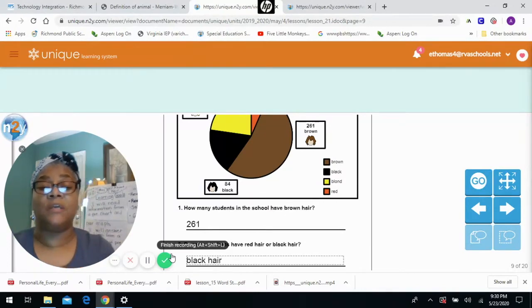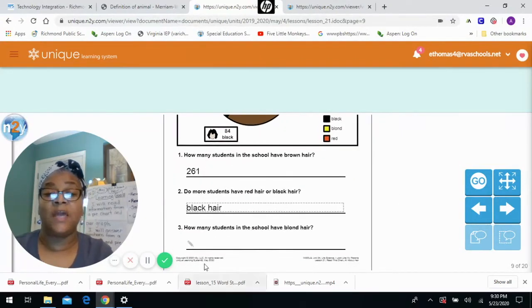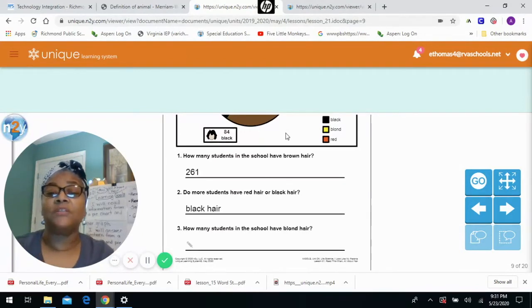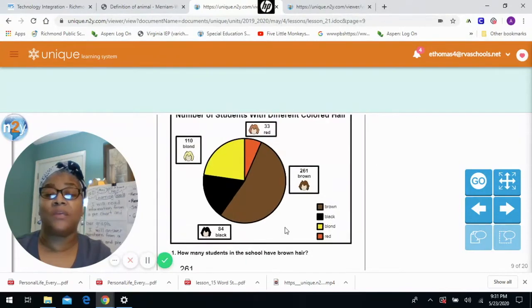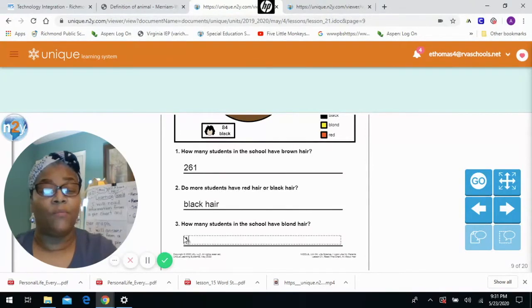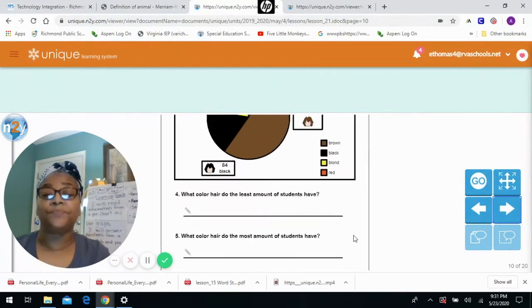Okay, so we're just going to keep going with that. So that's how that goes. And then how many students in the school have blonde hair? So let's look, what is that? That says blonde. So we look for the yellow area. That's how we use the key. The yellow area. And it says blonde 110. So that's how many students have blonde hair. We have 110. Okay. Let's move on to the next question.